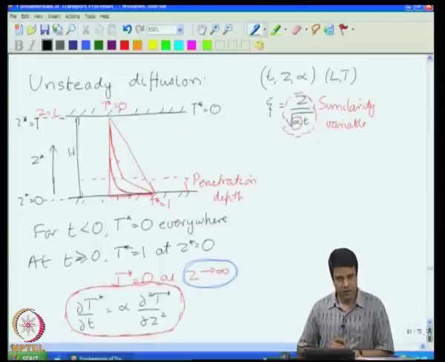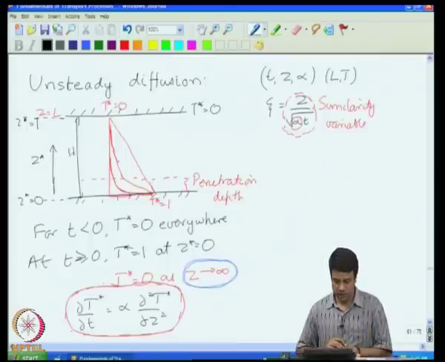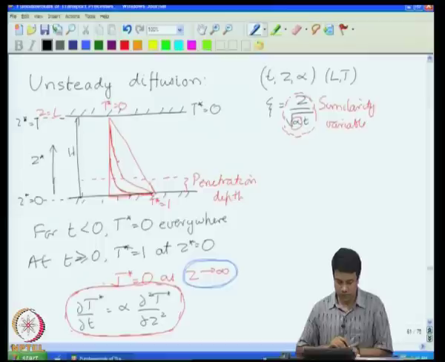Okay. So, and then we looked at the unsteady diffusion. Of course, at steady state, if you keep a temperature difference between two surfaces, in the final steady state, the solution is just a linear profile. We got that in terms of the scaled variables, T star is equal to 1 at z equal to 0, and T star is equal to 0 at z equal to 1.